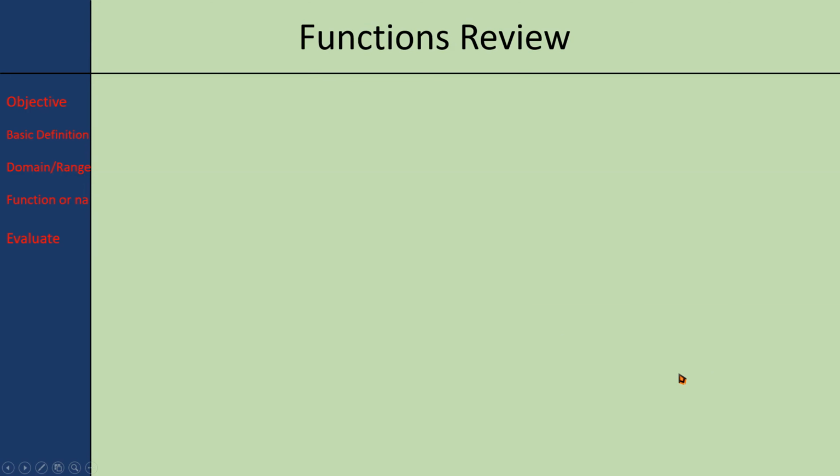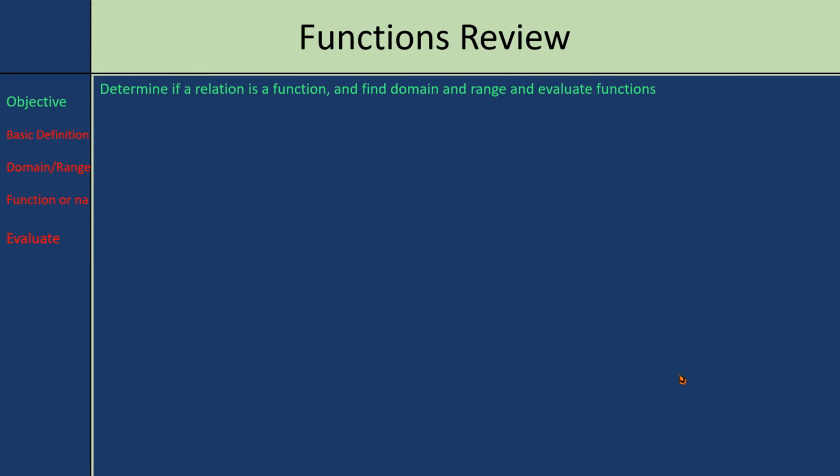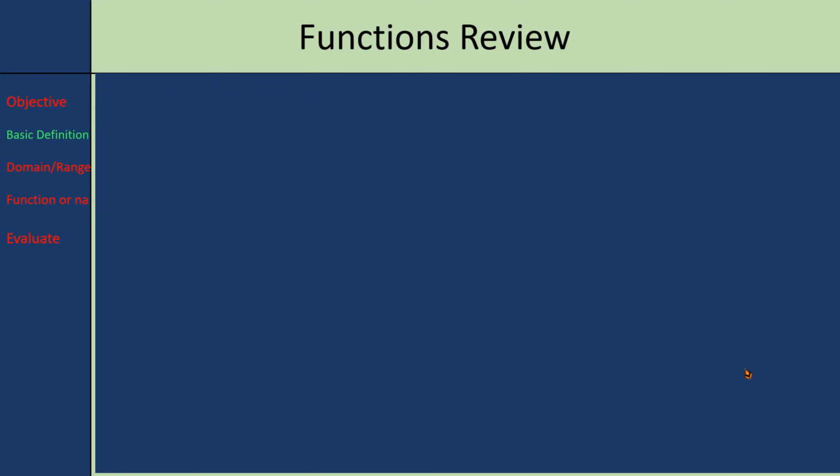All right, so today's lesson we are going to be talking about functions review. These concepts today are just going to be a review from what we did last year. So our objective is to determine if a relation is a function, and then find domain and range and evaluate functions. All things you've seen last year, but if you don't remember, that's fine. We're going to review. So let's look at the basic definition.